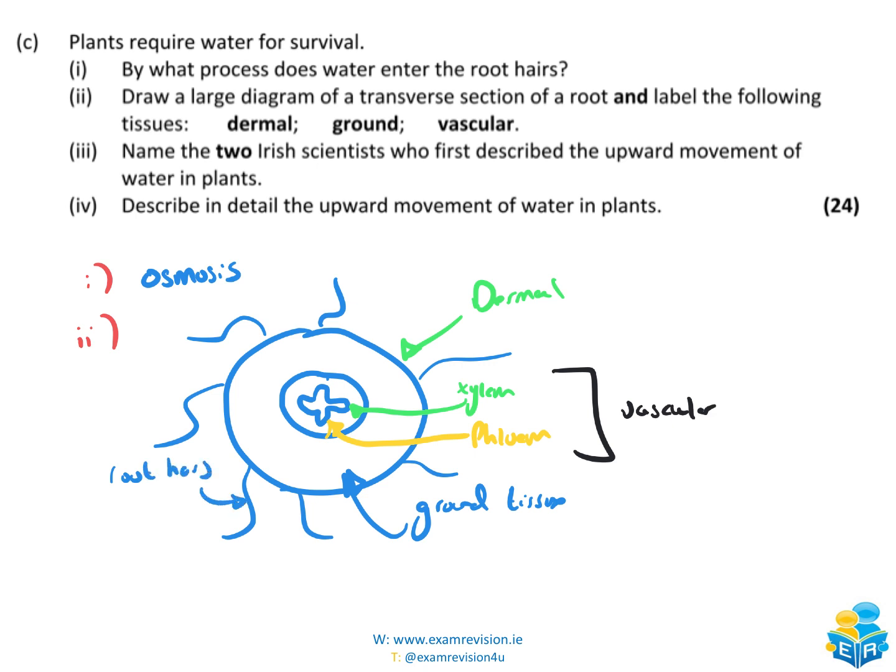Okay, so that was part 2. Part 3. Name the 2 Irish scientists who first described the upward movement of water in plants. So you don't need their first names here. It's Dixon and Joly, but we'll give them their first names here. It's John Joly and Henry Dixon.